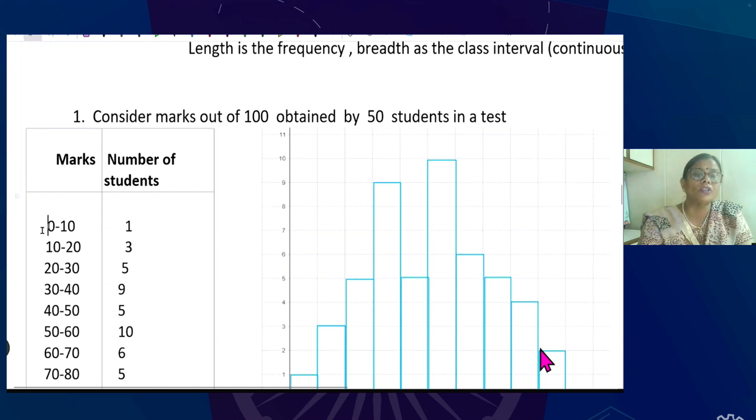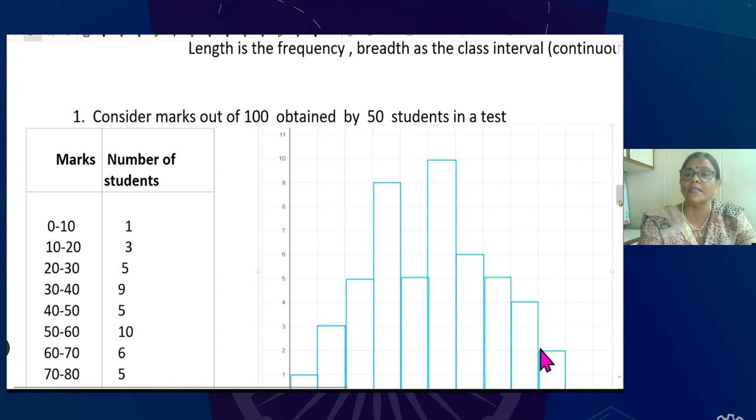So what information do we have from here? We get that there is one student who has scored between 0 to 10. There are 3 of them between the range 10 to 20. And there are 10 of them between the range 50 to 60. So all this information we have converted into a histogram.